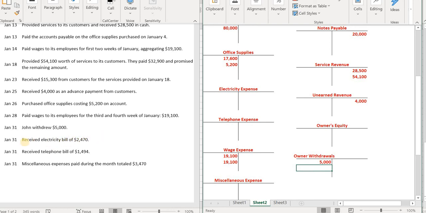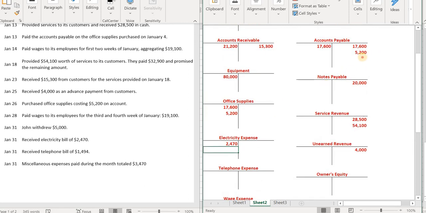January 31st, received an electric bill for $24.70. Have I paid it? No. But I'm going to record the expense, $2,470, because I know I have a bill. Am I going to pay it now? No, I'm probably going to pay it later. I just received it. $2,470. See how that works a little differently? That's called accruing our bills. We're not cash basis taxpayers, as it's called. We are GAAP business.